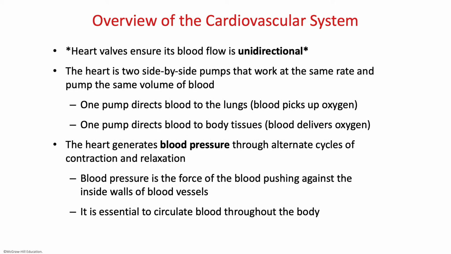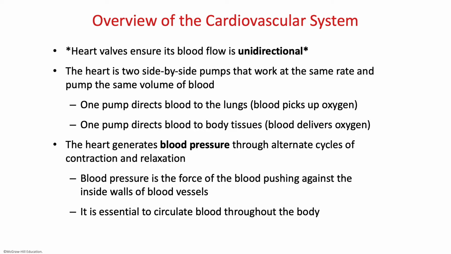The valves within the heart ensure its blood flow is unidirectional, and that just means that blood goes in one direction and it doesn't go back to a chamber that it came from. This is important so that blood pressure and cardiac output can be maintained. If blood does go back to a chamber it shouldn't be in, that usually signifies there's a problem with a valve, and we call that a heart murmur.